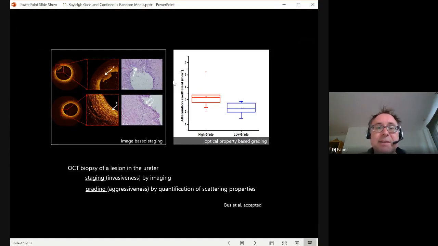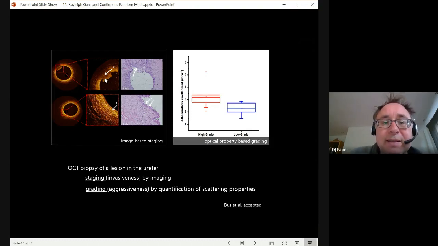On the left-hand side, you see two stills from such a rendering. The probe is again inside this lumen, and then collects reflected light all around, so you can plot it on this circular plot. And you can see two lesions here. Here, as you can see, is a kind of outgrowth. You can see the tumor, very small.